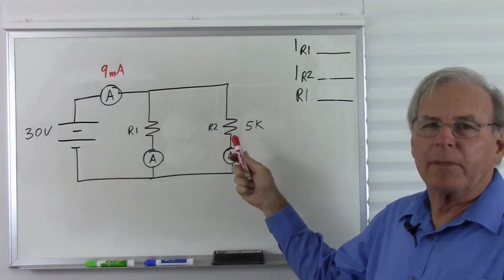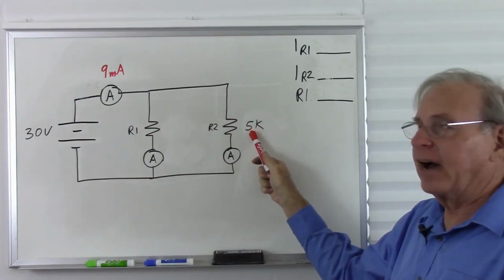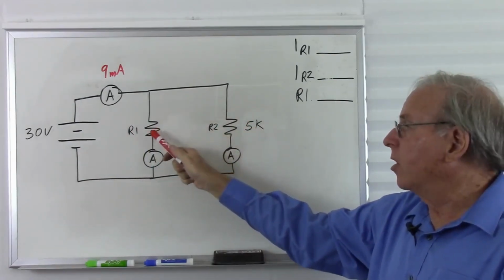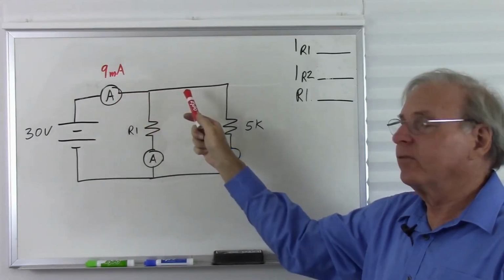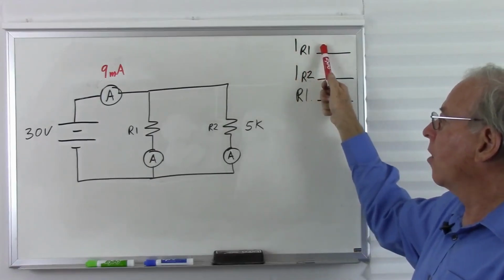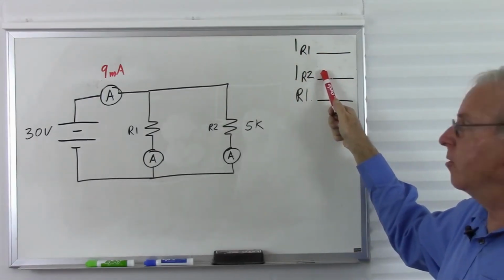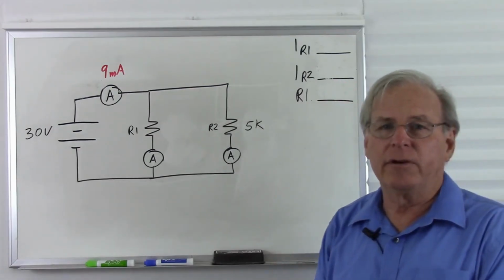Let's do one more problem like that. We have 30 volts, 5K. We don't know what R1 is, but we do have 9 milliamps flowing from the battery. So what is the current through R1, the current through R2, and what is the value of R1? Go ahead and pause the video and solve the problem.